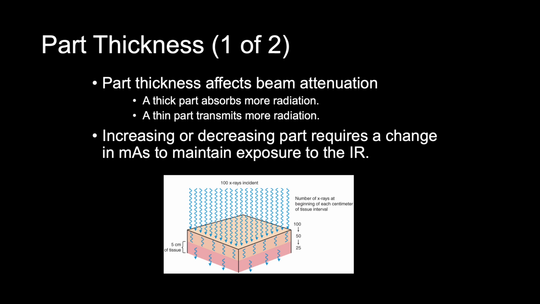So here you can see in this figure, it's showing tissue beam attenuation. X-rays are attenuated and generally reduced by approximately 50% for each 4 to 5 centimeters of tissue thickness. So you can see there's 100 X-rays coming in. It's decreased to 50 and then decreased to 25 because of the tissue.